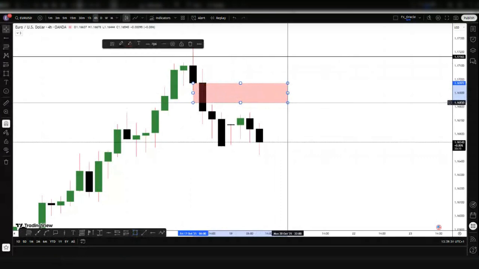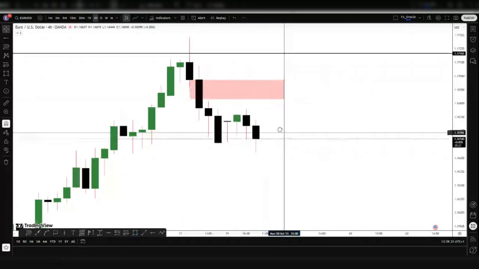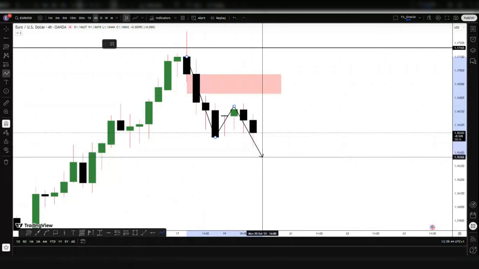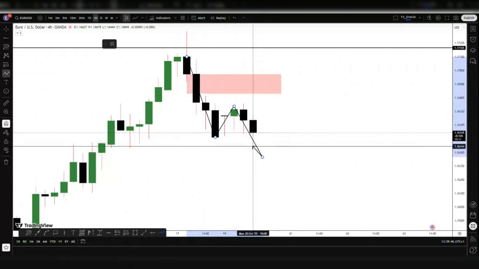Euro has left a 4-hour imbalance, so it has already given us a bearish structure here. It simply means that they're going to sell. Look at what we have: high, low, lower high. So it's trying to create a lower low at this point, but it's failing to create a lower low because it has not closed with body.